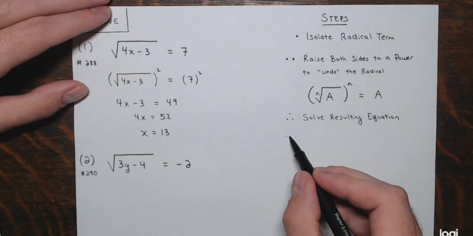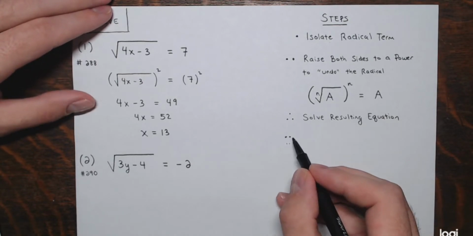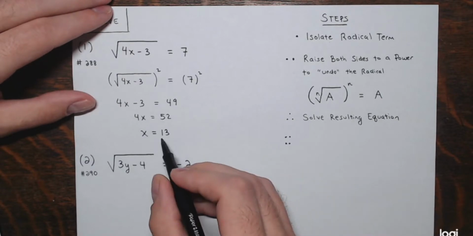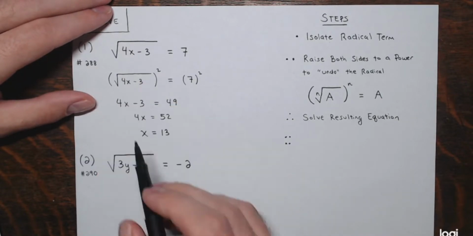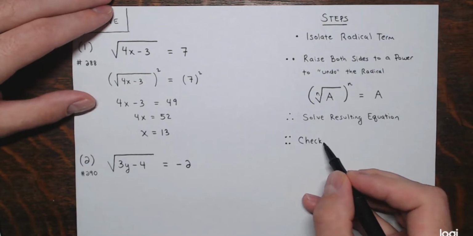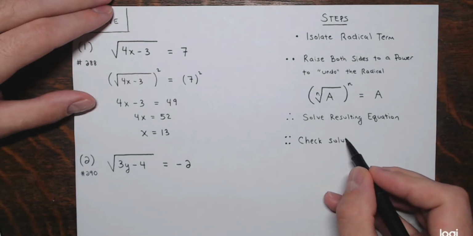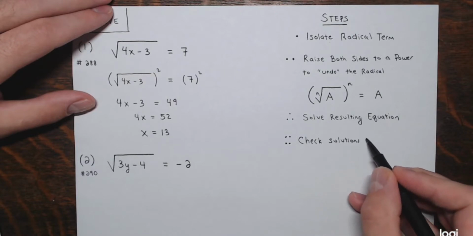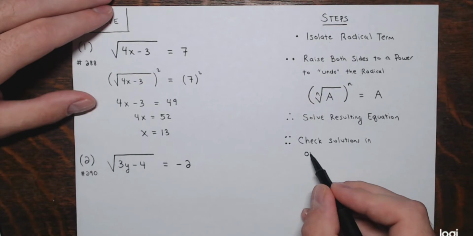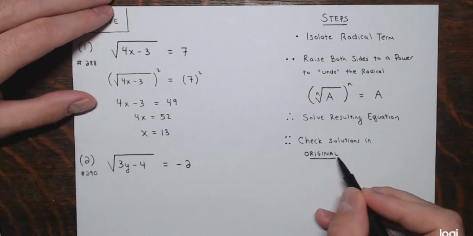And then finally, check your solutions. This is a possible solution to the equation. Always check solutions back in the original equation, the way it originally looked, the way we were given it.